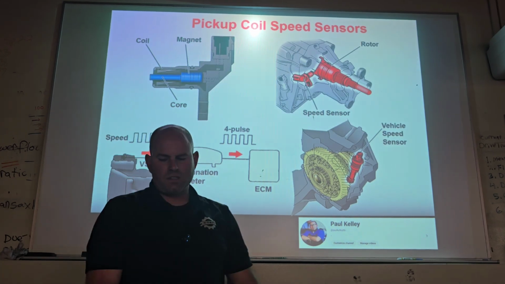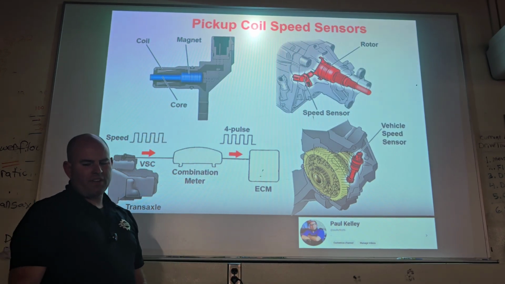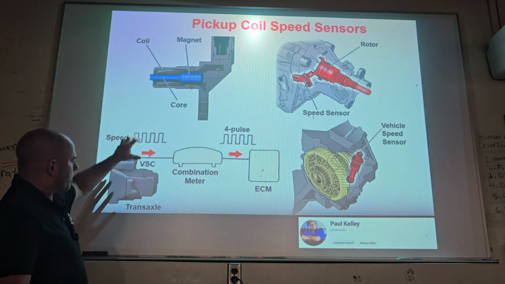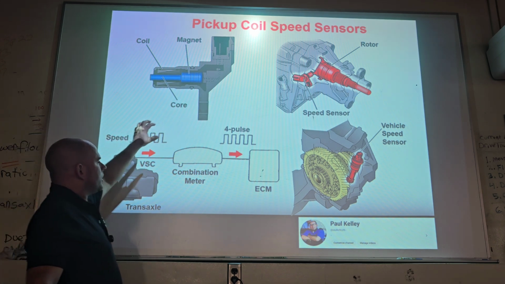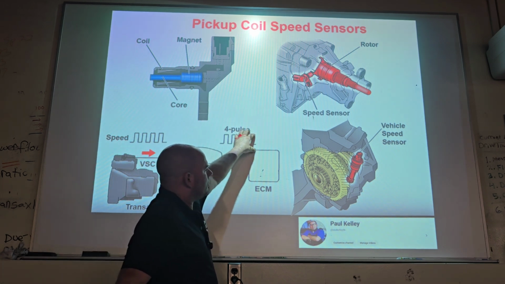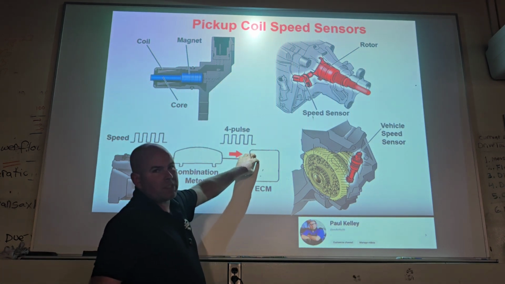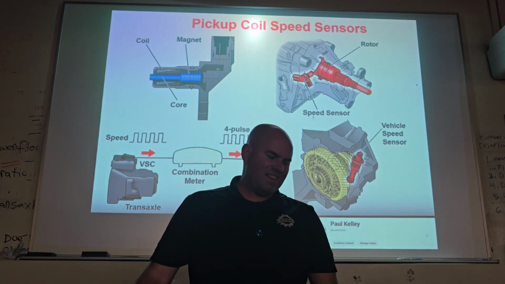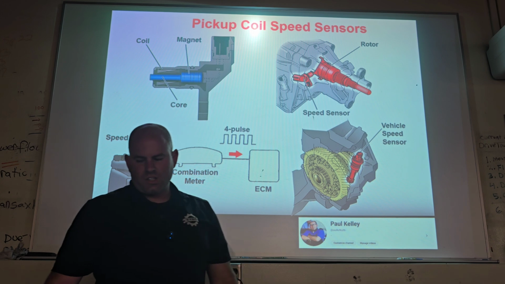All right, and then how it goes from there. A lot of these speed sensors can vary. There's a lot of different types. And a lot of times, unfortunately, they go from the transaxle to the combination meter. And the combination meter will give a signal to the ECM. So that's a little old school, but some still work like that. Unfortunately, that's just the way it is.